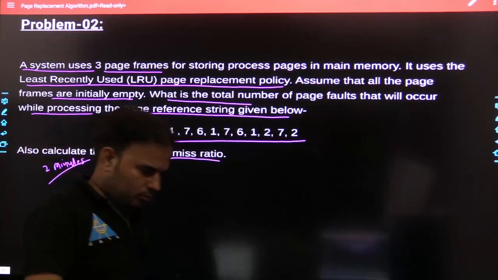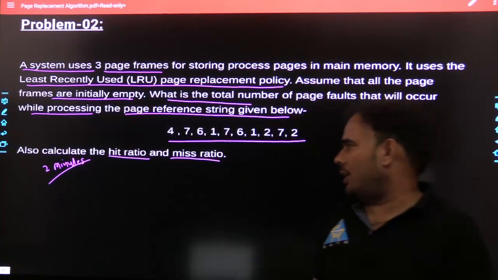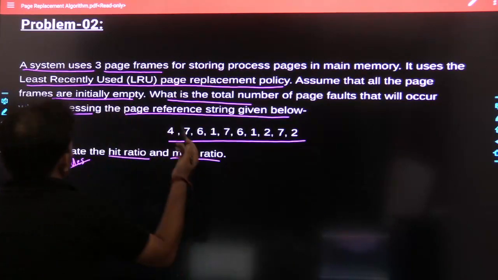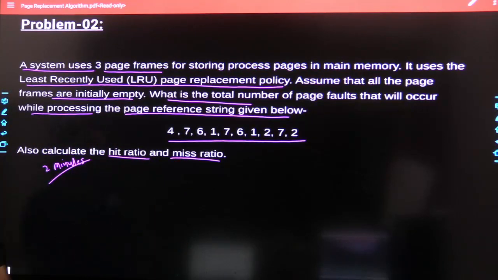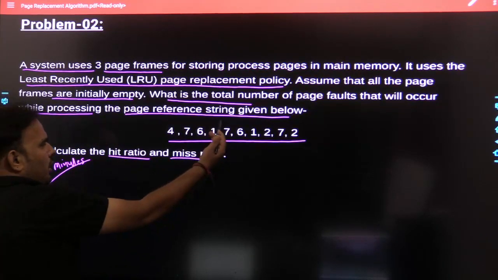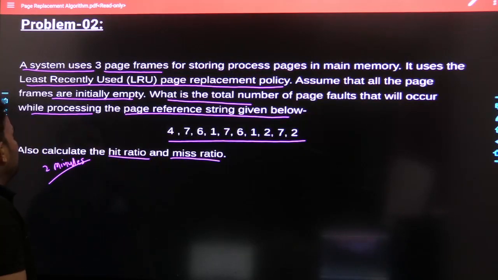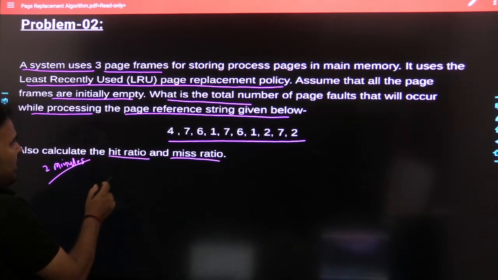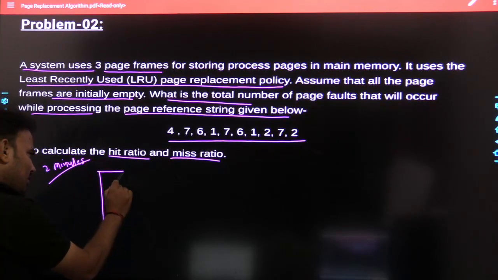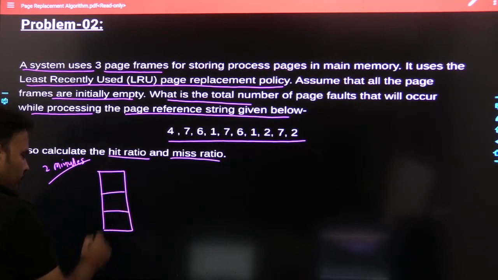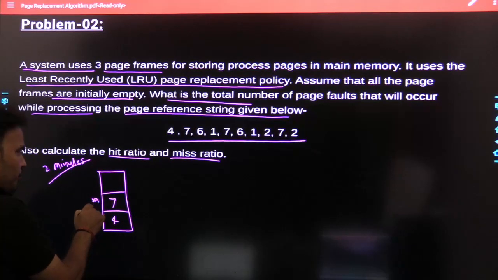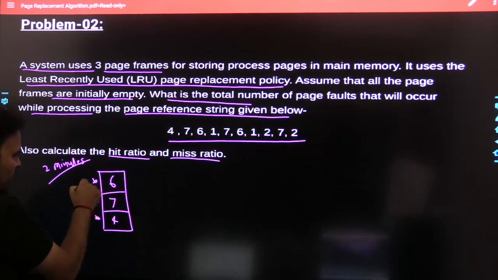I hope you got the answer, my dear friend. Okay, now I am going to solve this question. Listen to me carefully. Least recently used policy means we need to go backward, not forward. In optimal, we need to go forward. 3 frames are there, initially empty. When 4 comes, a page fault occurs. 7 comes, page fault occurs. 6 comes, page fault occurs.